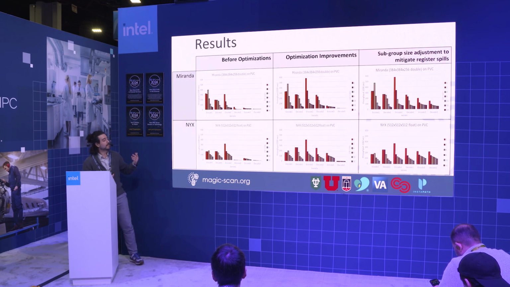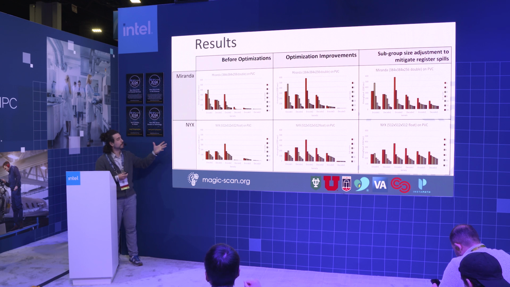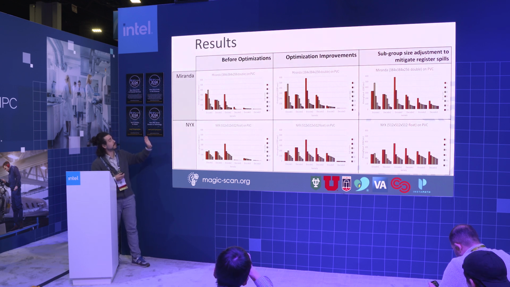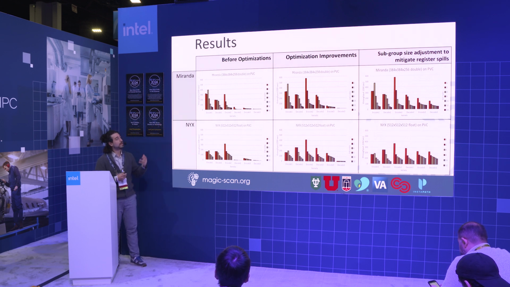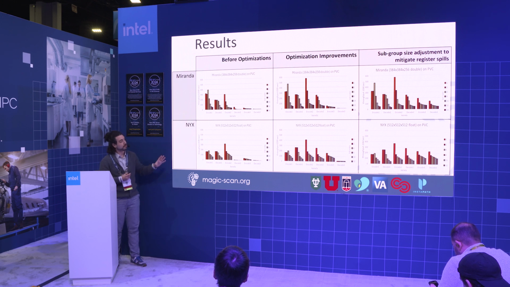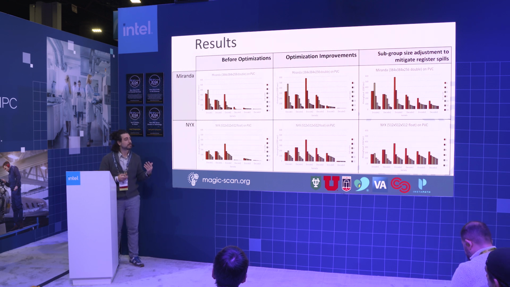And let's finally look at the final table. We started with the leftmost one, tables with two different data sets, one of them being Miranda and the other one being Nyx. And as you can see, especially the higher dimensional encode and decode kernels are kind of low. This is the baseline translation, and then we worked on optimizing the code and improving the performance.